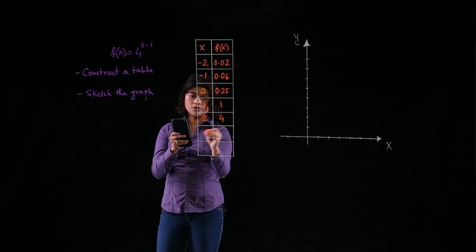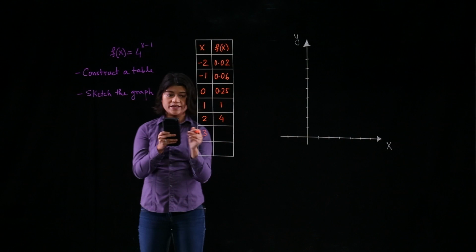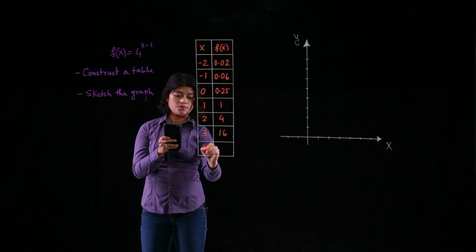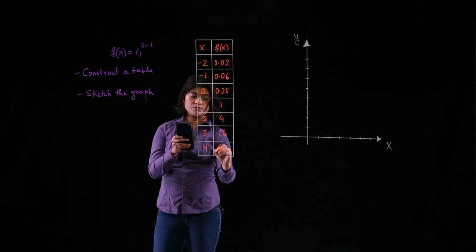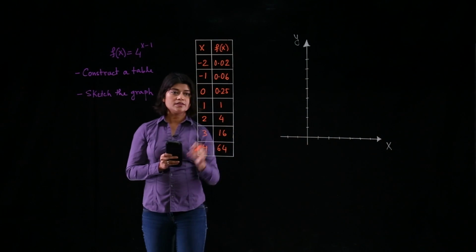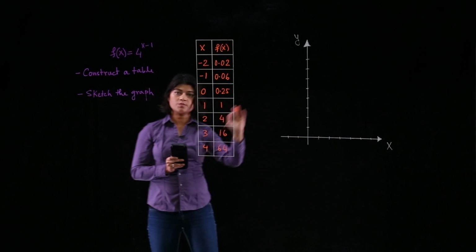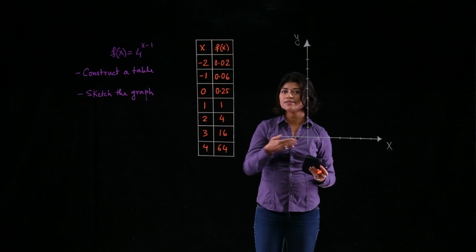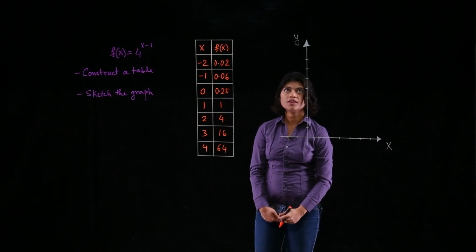Let's go a few more. Say x equals 3, we get y equals 16, and x equals 4 gives us y equals 64. So let's use these values, let's plot them, and then we will join those points and graph the function.